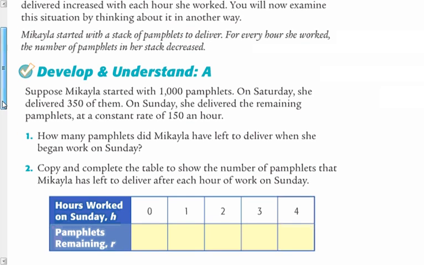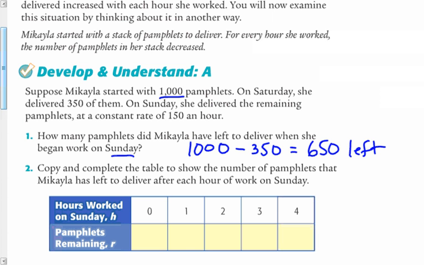Okay, so here's the situation. Suppose Michaela started with 1,000 pamphlets on Saturday, and on Saturday she delivered 350 of them. So she has already delivered 350 on Saturday. On Sunday, she delivered the remaining pamphlets at a constant rate of 150 an hour. So the rate is the same as it was before. How many pamphlets did Michaela have left to deliver when she began work on Sunday? She had 1,000 total, and on Saturday she delivered 350 of them, so we subtract those two, and that means she has 650 left remaining to deliver.